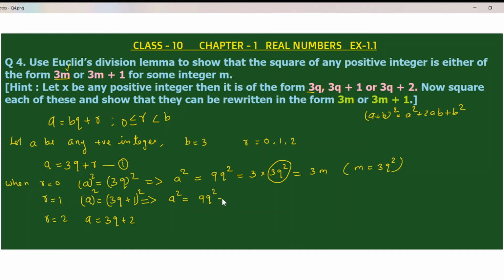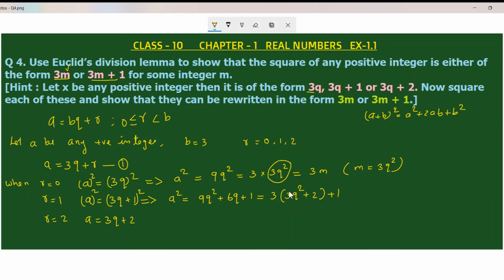9q square plus 2ab, 2 into a, 3q, 6q plus 1. Now what I am going to do, I have to write this equation in the form of 3m plus 1. See, in the first two terms, 3 is common. So I am going to take 3 outside. So inside the bracket, remaining is 3q square, plus here also we have taken 3 outside, so plus 2, plus 1.